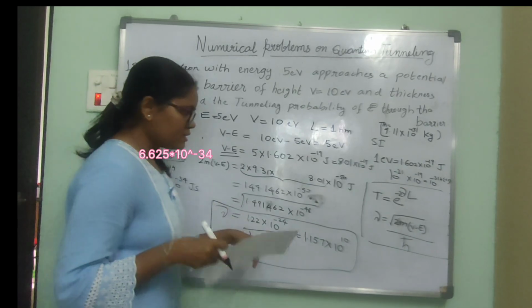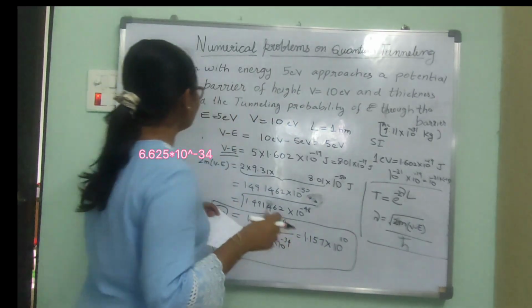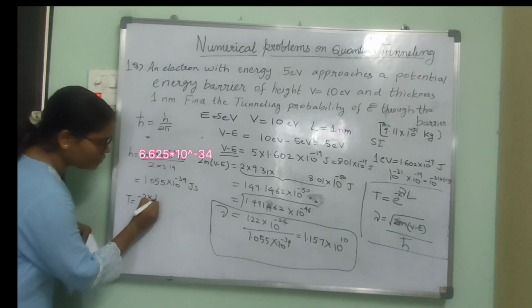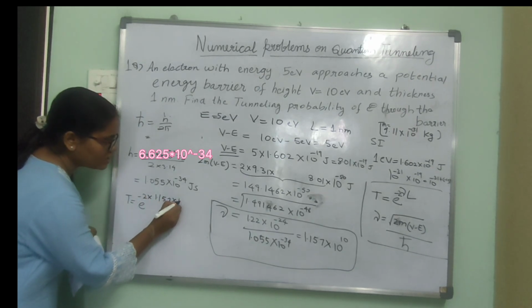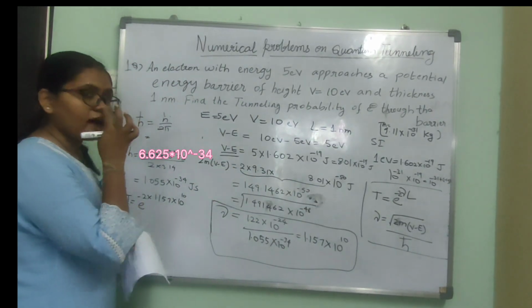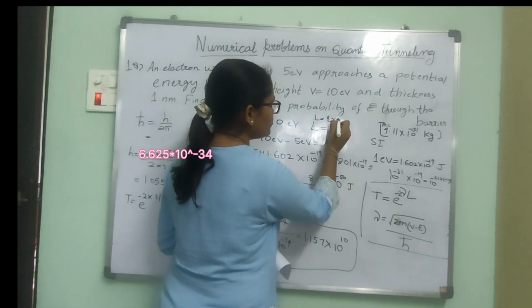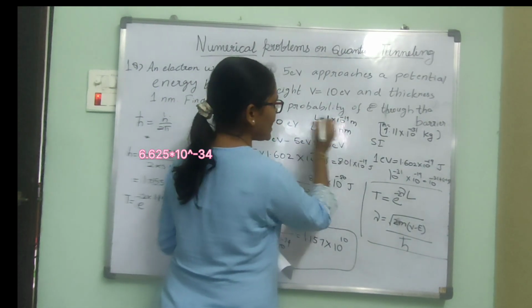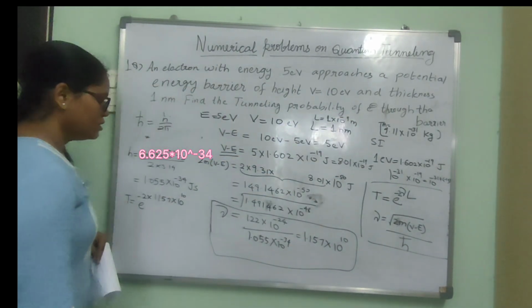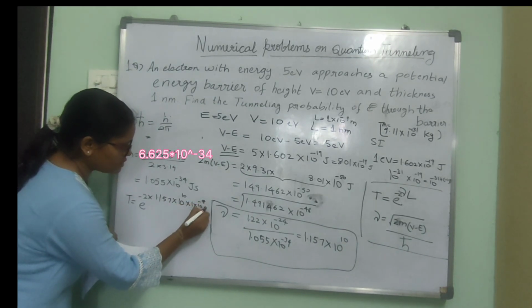And we have to just plug in this gamma into T is equal to e power minus 2 gamma L. So T is equal to e power minus 2 into the value of gamma, 1.157 into 10 power 10. And what is L here? L is 1 nanometer. We have to convert nanometer into meters because we are going to use SI units, so 1 nanometer would be 1 into 10 power minus 9 meters. Not 19, it would be 9. So here I would write 1 into 10 power minus 9 meters.